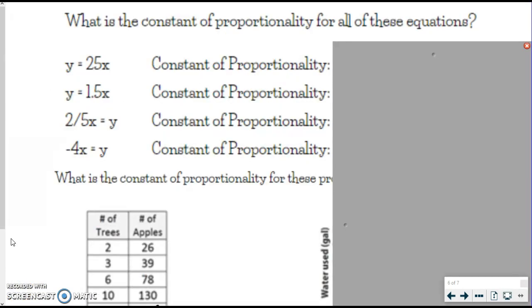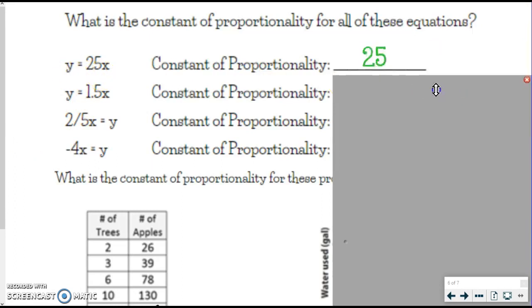Okay, so we're going to first focus on what is the constant of proportionality for all the equations, right? And so if you just follow that equation, remember it's y equals kx, where k is the constant of proportionality. So all you're really looking for is what's the number being multiplied to x. That's it. Very, very simple. So the constant of proportionality for this first one is 25. Okay, the next one is 1.5. And if I'm going too fast, feel free to pause the video, go back and take a look at something, but I don't want to waste your time. And so whatever that number is being multiplied to x, that's our constant.